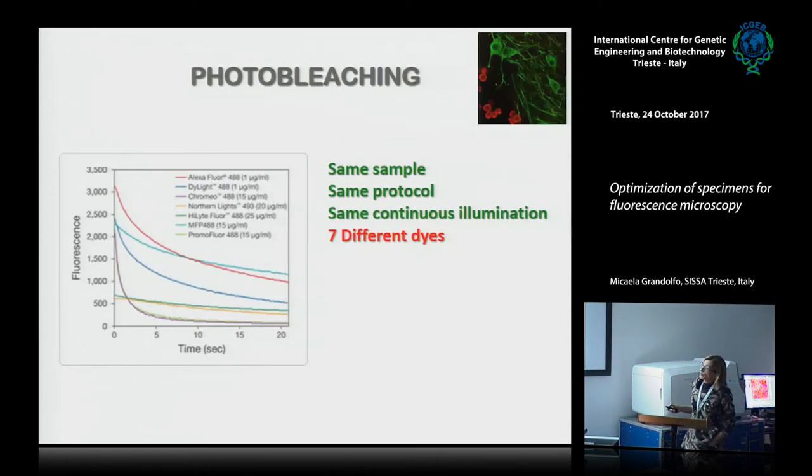You have these two fluorophores, Alexa 488 and MFP 488, that are more robust and even after 20 seconds are able to emit some light. And you have these two fluorophores, Promofluor and Chromeo 488, that after 5 seconds are totally burned. Okay? So when you want to buy a new fluorophore, please ask also for this information. Not only the excitation emission curves, not only the quantum efficiency, but also the photoresistance, okay?